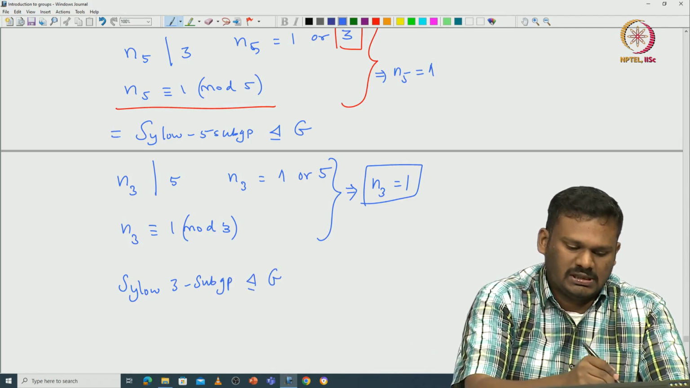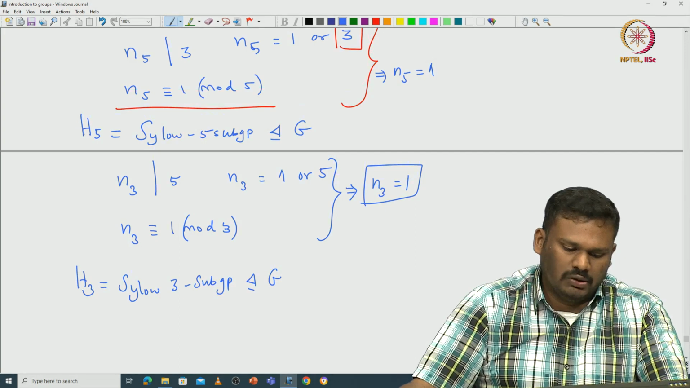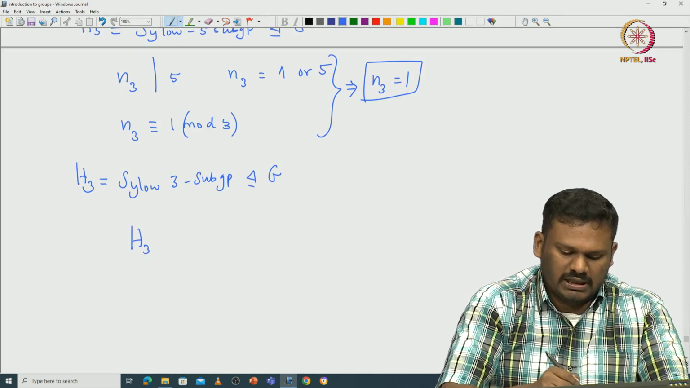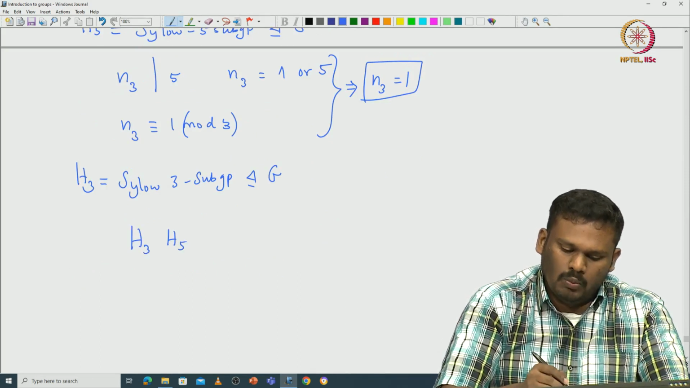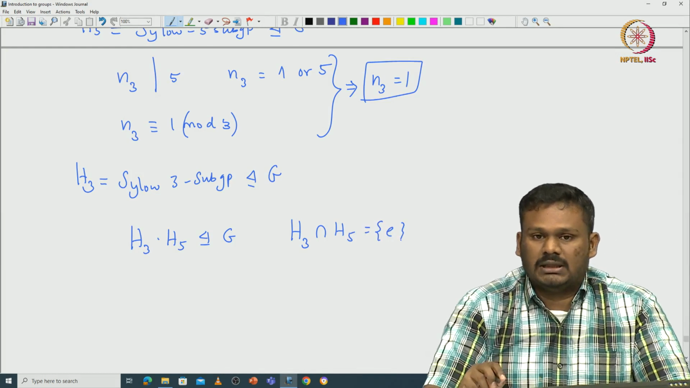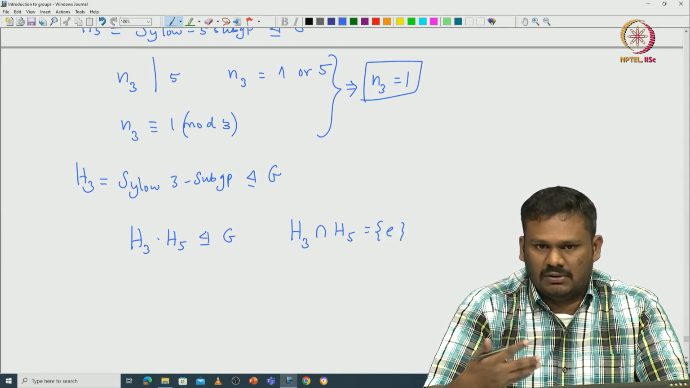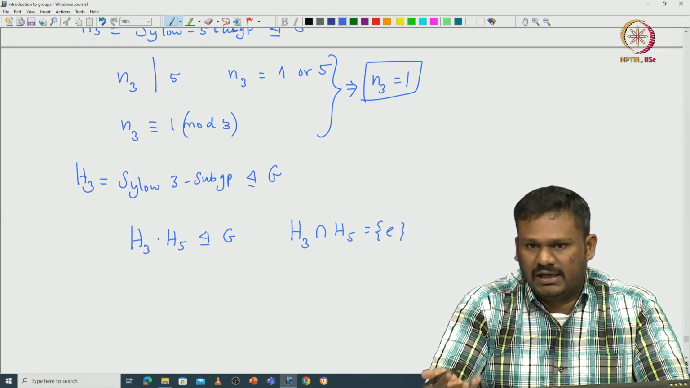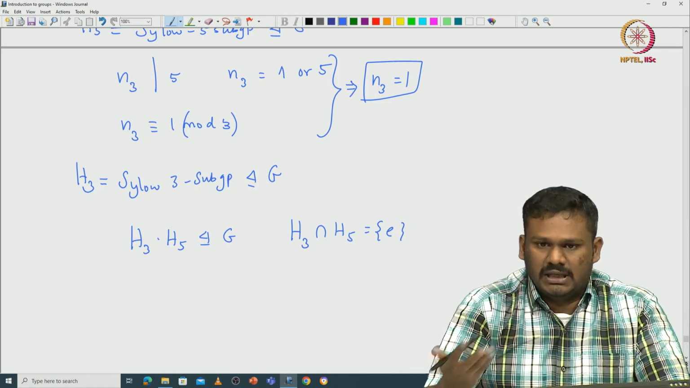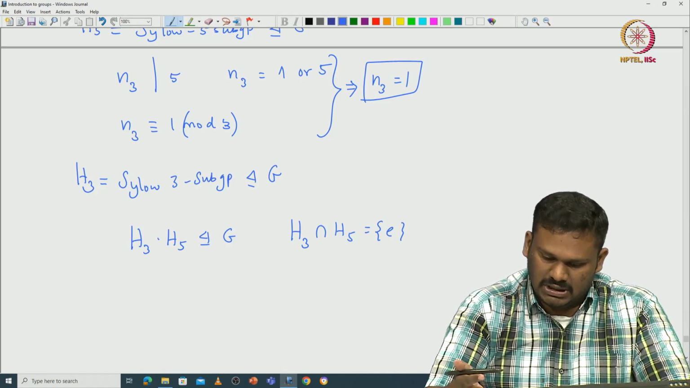Let us call this H5 and this H3. Then both H3 and H5 are normal inside G. And what will be the intersection? H3 intersection H5 must be trivial, because one group has order 3, another has order 5, and both are cyclic. If there is an X in the intersection, then the order of X must divide 3 as well as 5, because they are relatively prime. So, the order of X must be 1, so the intersection is trivial.